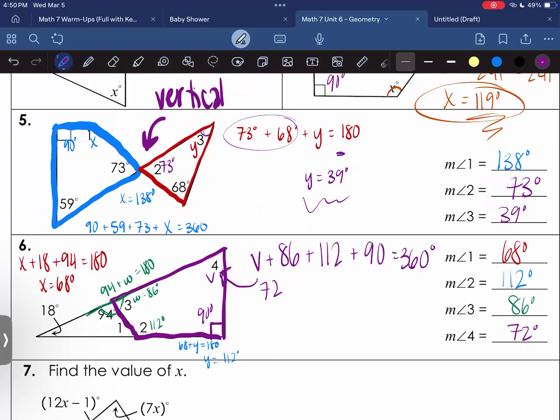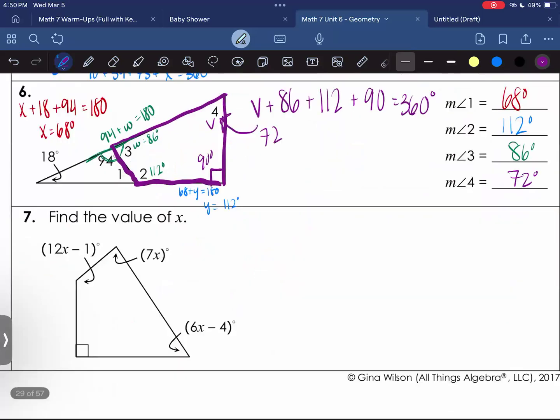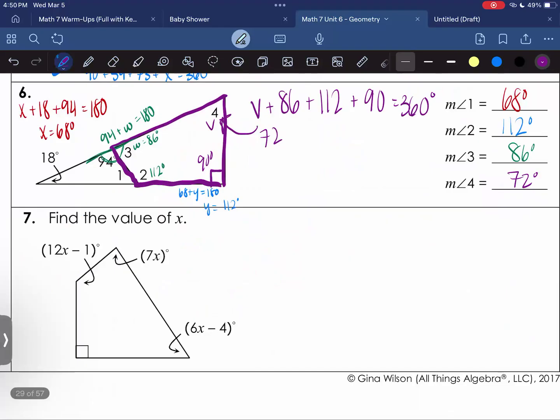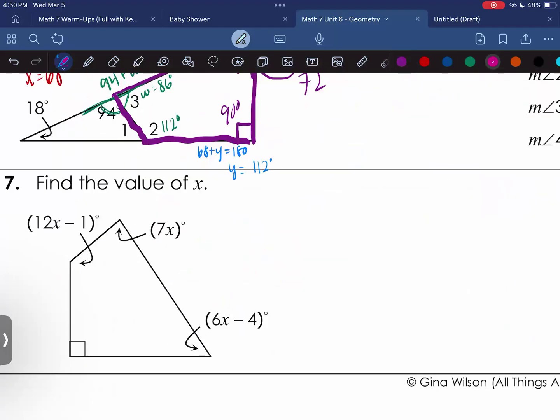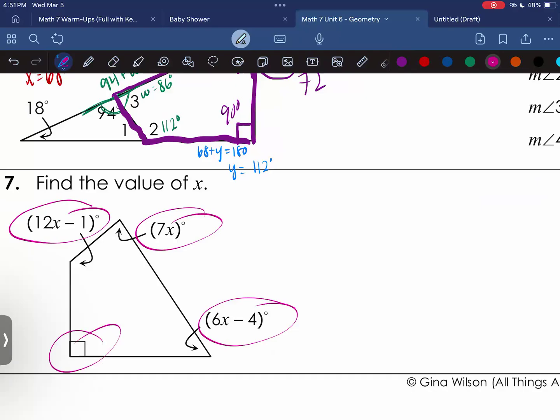All right, number 7, same thing that we've been doing, but now we just have full expressions instead of just numbers. So our 4 angles are still going to add up to get 360 degrees, but now we just have to make sure we're doing this, plus this, plus this, plus this, and then solving for x. So I have 12x minus 1 plus 7x plus 6x minus 4 plus my 90-degree angle. Then that all equals 360 degrees.